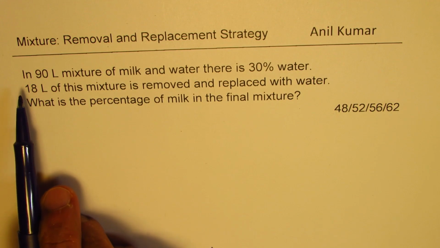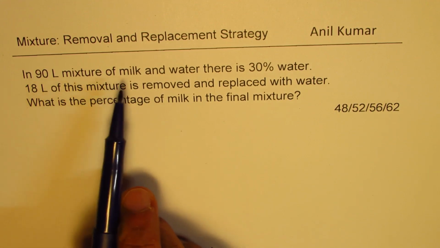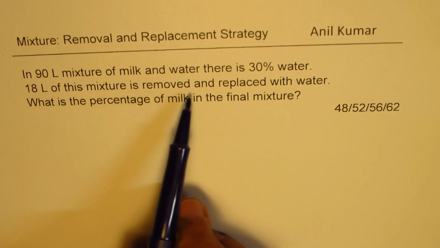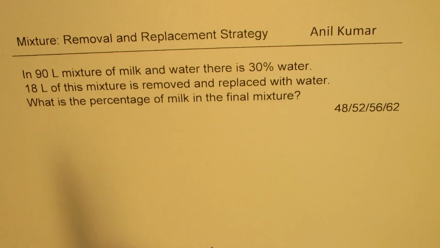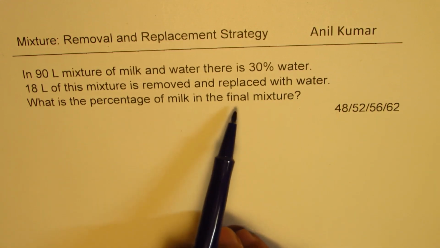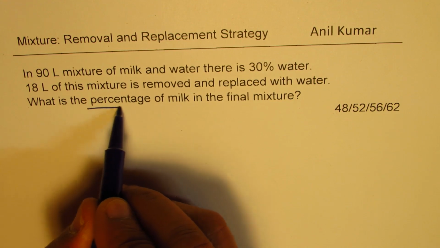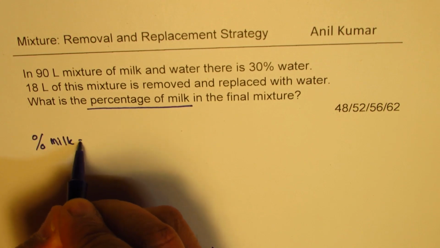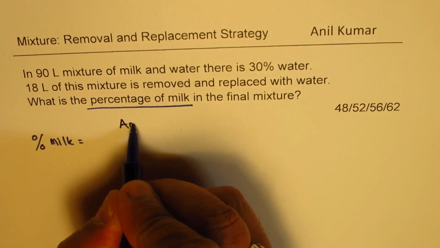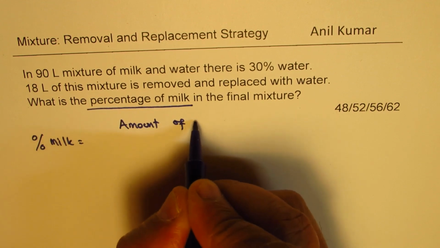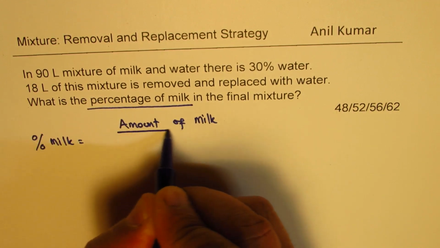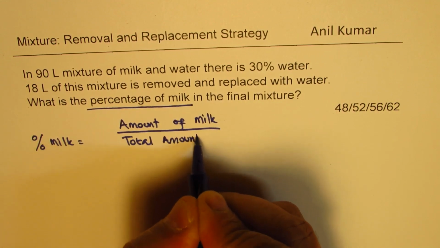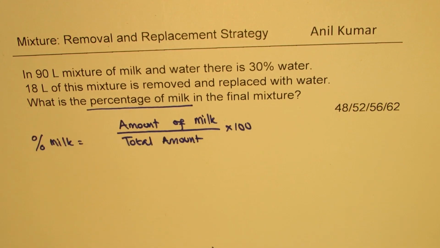right? So the question is, in a 90 liters mixture of milk and water, there is 30% water. 18 liters of mixture is removed and replaced with water. What is the percentage of milk in the final mixture? So we want to find the percentage of milk, right? So percentage of milk, to understand, is amount of milk over total amount times 100, right? That is percentage of milk.